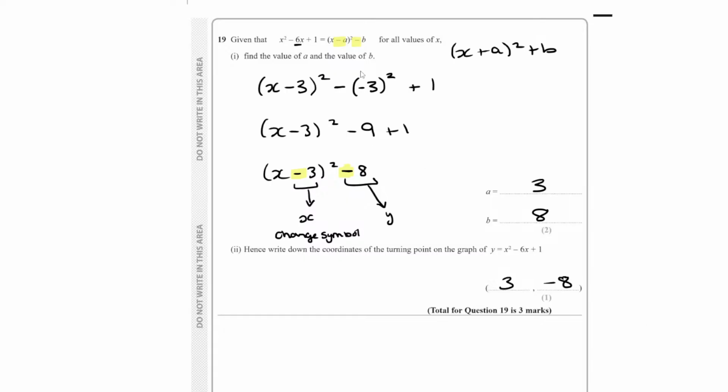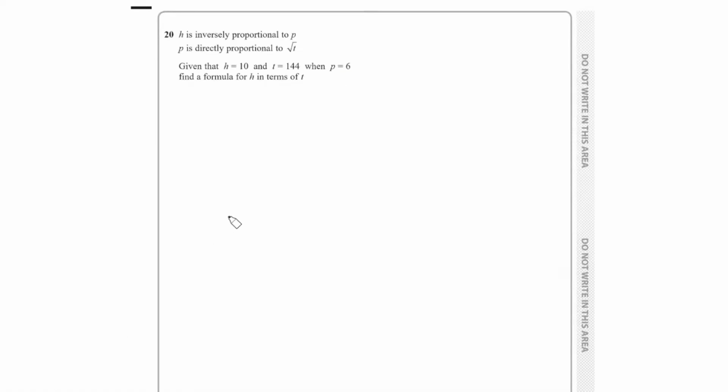So if you ever see a question that says turning point of a quadratic graph, it's always complete the square. So it's just knowing that as well. Okay, proportion, as I said as well, also comes up quite a lot in non-calculator for whatever reason. This one is what I'd call double proportion because we've got two relationships.